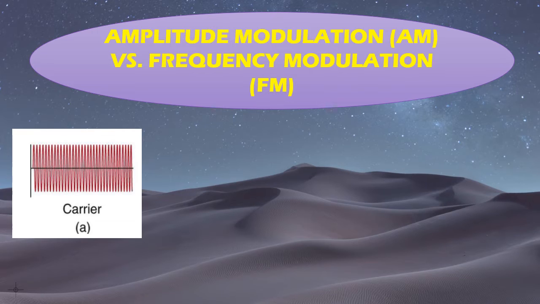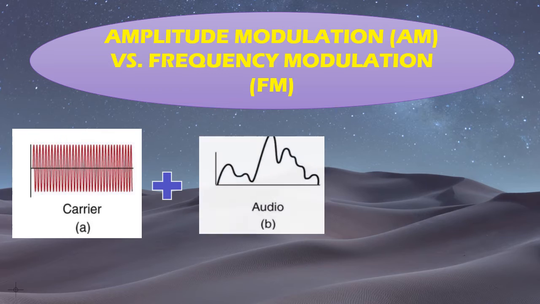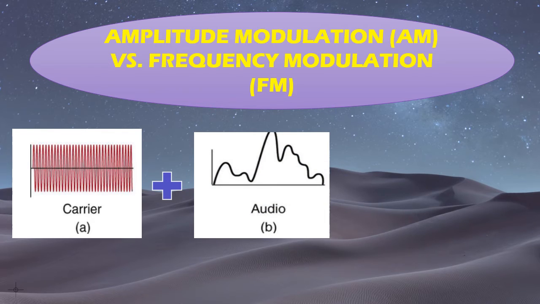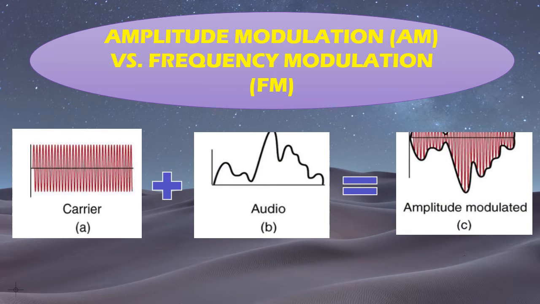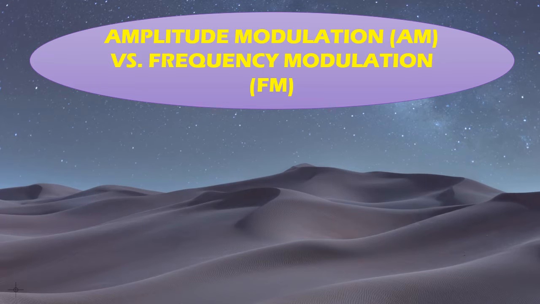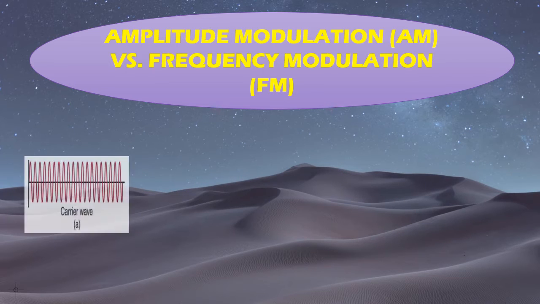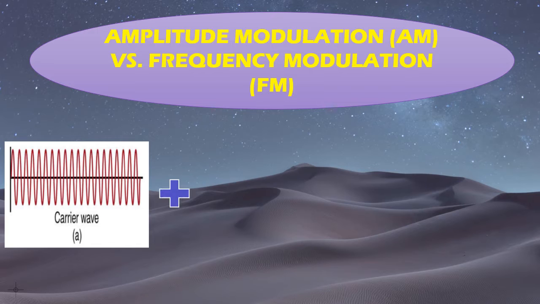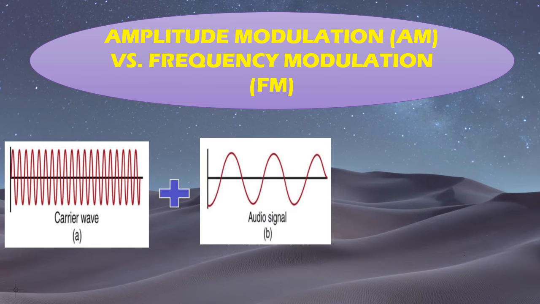In an AM transmission, the carrier wave is constant in frequency and varies in amplitude or strength. In frequency modulation or FM, the carrier is constant in amplitude and varies in frequency.